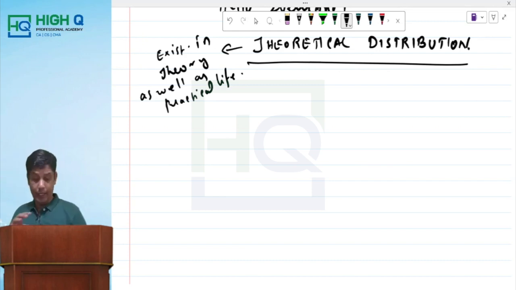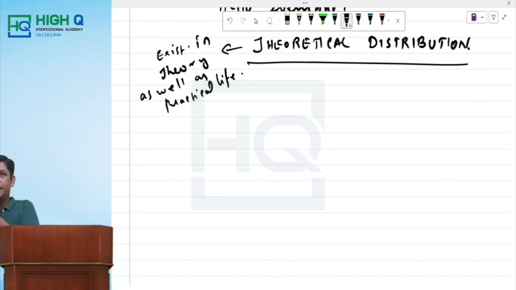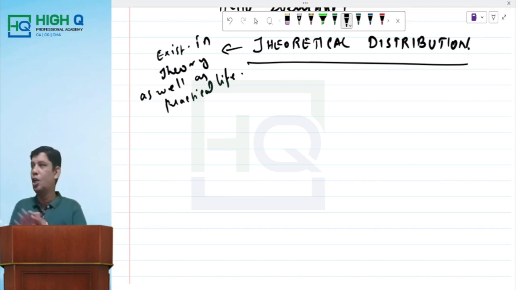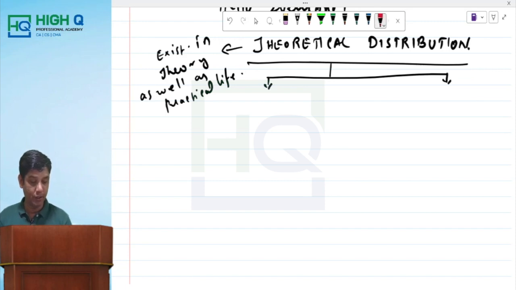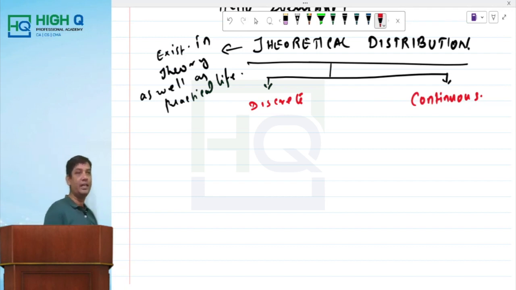So in this theoretical distribution, keep those things aside. Now what is there in our syllabus? There were some limitations in the classical definition, even in the statistical definition. To overcome them, we are bringing in the theoretical distribution concept. There are two major divisions we are going to learn: one is discrete, the other is continuous. Yesterday we spoke about discrete and continuous, so today we need not discuss them.